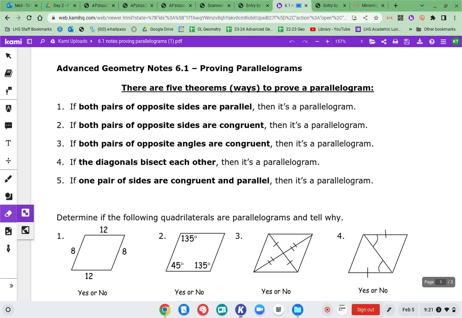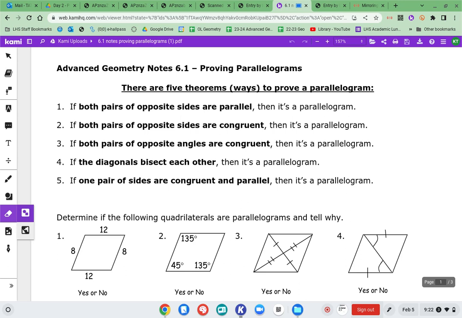Okay, so there are 5 different theorems that we can use to prove that they're a parallelogram. If both pairs of opposite sides are parallel, then it has to be a parallelogram. If both pairs of opposite sides are congruent, it has to be a parallelogram. If both pairs of opposite angles are congruent, it's a parallelogram. And if the diagonals bisect each other, it's a parallelogram. So those are just your properties from the parallelogram song.